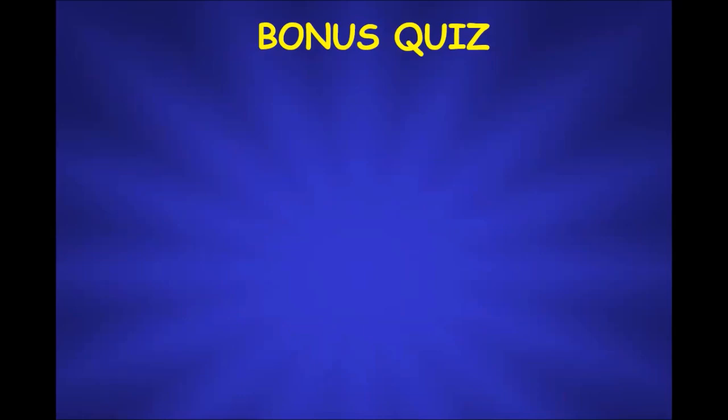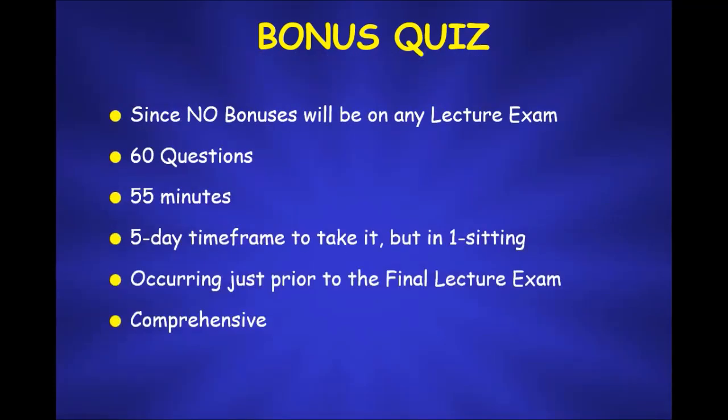Okay. Now, normally in a live class, I put bonus questions on every exam. I do believe that students will blank on a certain question, and I'll put a few more questions on there. However, Blackboard is not set up that way. I couldn't figure out how to come up with a formula to do that. So I came up with this instead. Since there's no bonuses on any lecture exams, I have this bonus quiz.